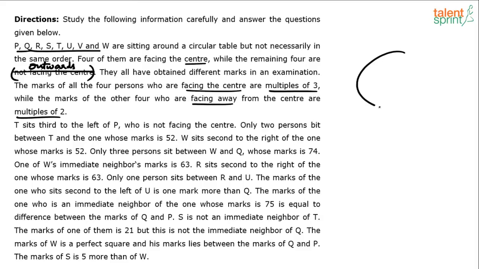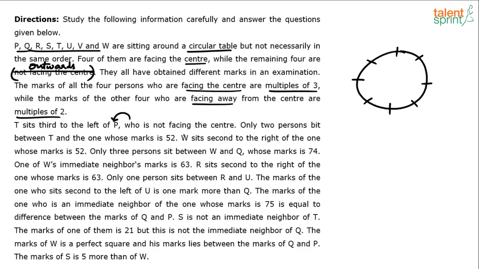So let's start with the first circle. We may have possibilities here, so we may have to try out 2 or 4 cases, but let's see. So 1, 2, 3, 4, 5, 6, 7 and 8. These are the 8 positions. Let's start with the first point. T sits third to the left of P, who is not facing the center. Now remember, one advantage we have in case of circular arrangements is that you can start from wherever you want. There is no particular fixed position. There is no first position or second position here. Any position can be taken as first position, and then we can do it relatively after that. Okay, so the first point says T sits third to the left of P, who is not facing the center.